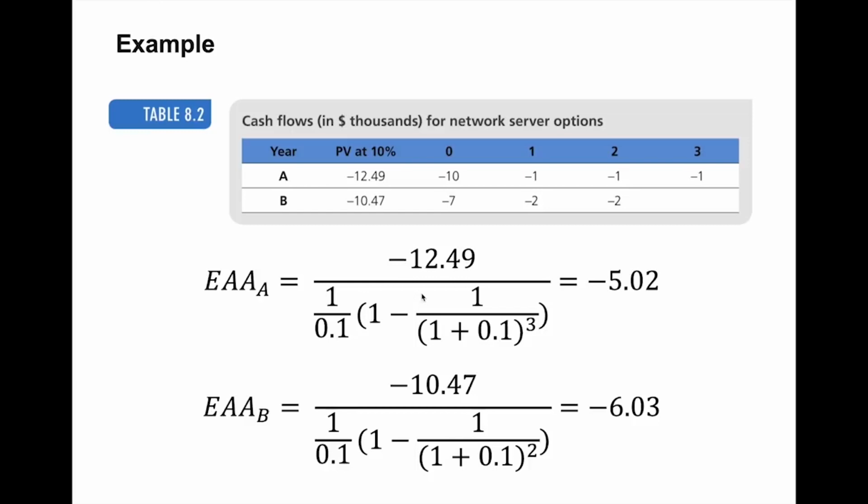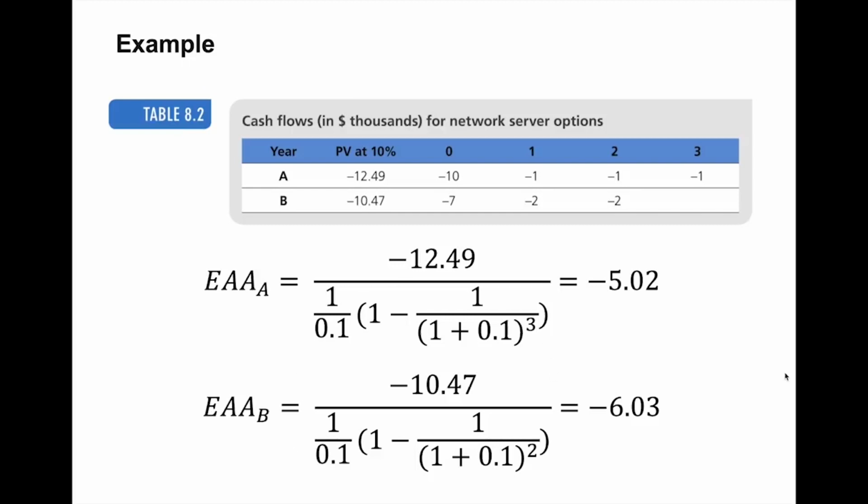So using this rearranged annuity formula, we can calculate the equivalent annual annuity for both option A and B. So for option A, it's -5.02, and for option B, it's -6.03. And so the way we interpret these figures is that option A is equivalent to spending, I'm going to say thousands, $5,000 per year, whilst option B is equivalent to spending $6,000 per year. So given option A has a lower annual cost, we would choose A over B.